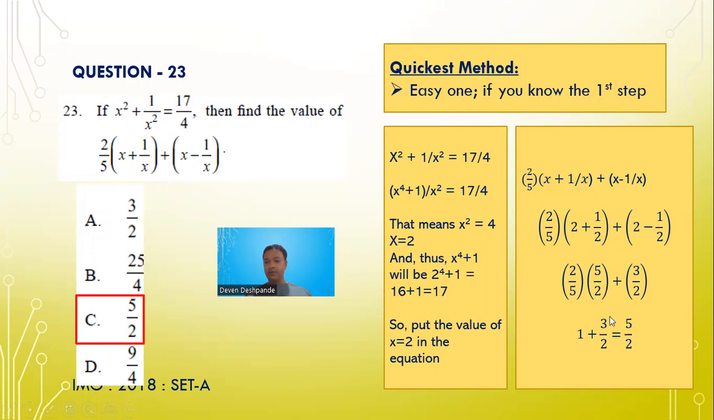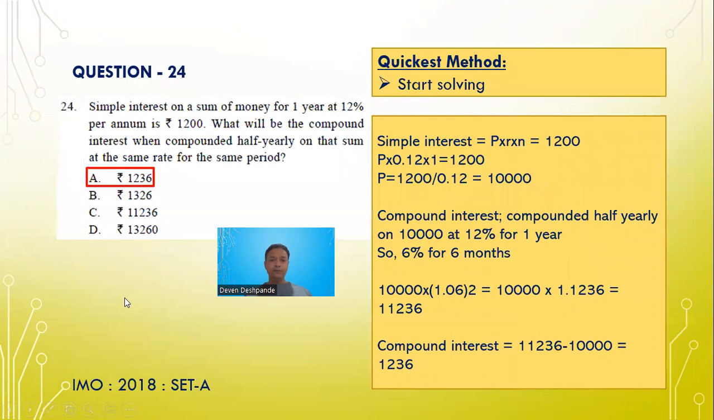This is 1. 1 plus 3 upon 2. What is 1 plus 3 upon 2? 2 1s are 2 plus 3 is 5. 5 upon 2. Correct option is 5 upon 2.